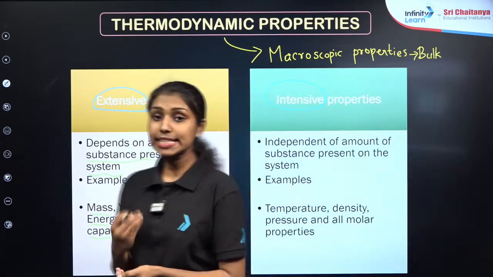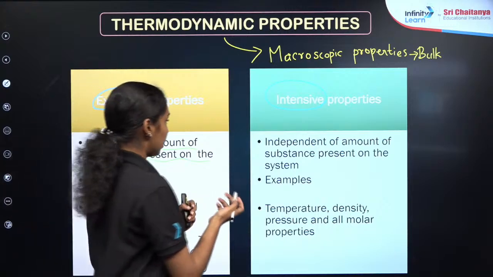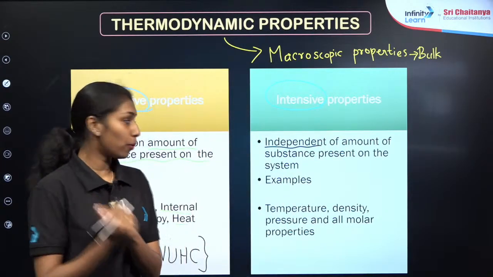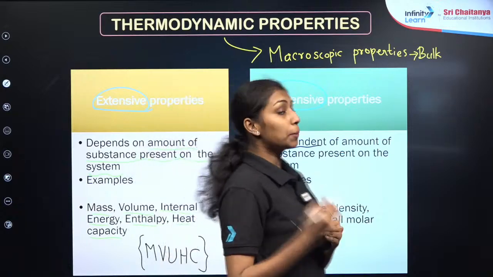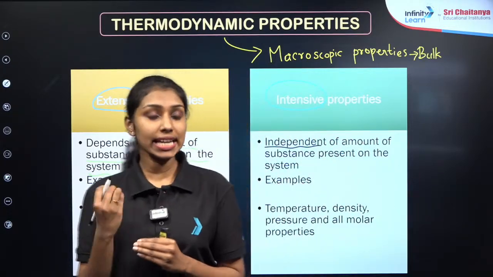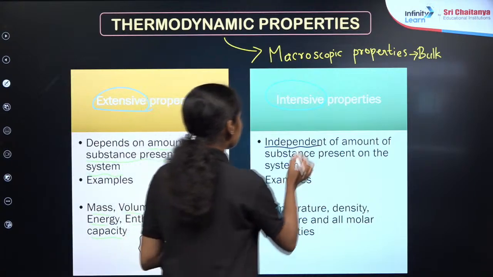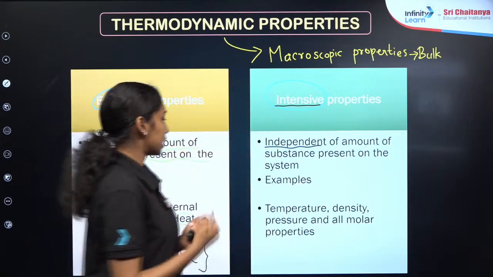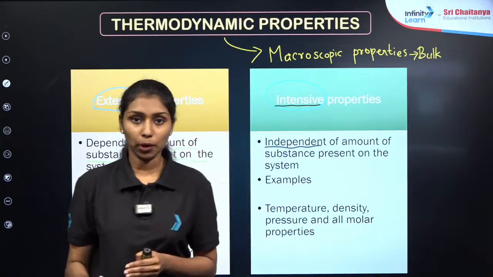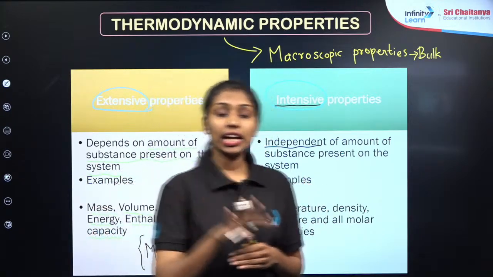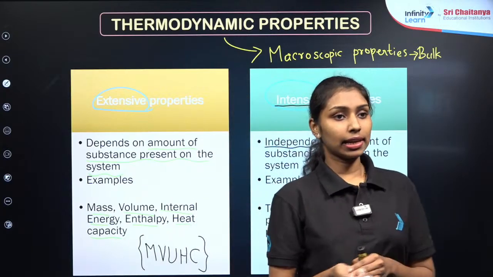Now, what about the intensive properties? Intensive means independent of the amount of substance. So we can say that the properties that are independent of the amount of substance or the quantity are known as the intensive properties. What are the examples? Temperature, density, pressure, and all the molar properties like molar volume, molar heat capacity, and so on. They are known as the intensive properties. Clear?